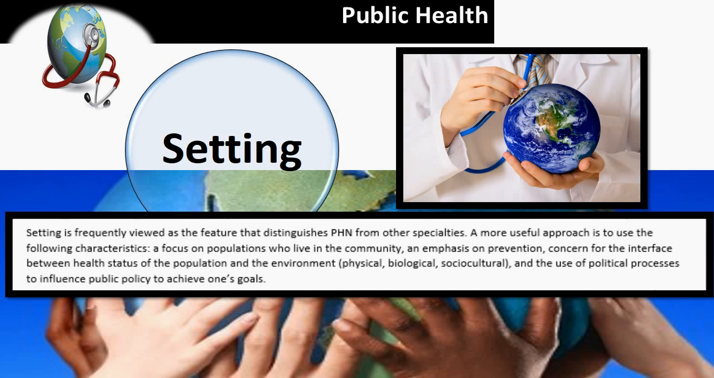a focus on populations who live in the community. That is a public health nurse. So, a public health nurse is going to focus on those who live in the community. A public health nurse is going to emphasize prevention. Okay, the public health nurse is going to have concerns for the interface between the health status of populations and the environment. How are people physically, biologically, and socioculturally interacting with the environment to impact their health status? And the use of political processes to influence public health policy is also part of what happens that's different in public health.